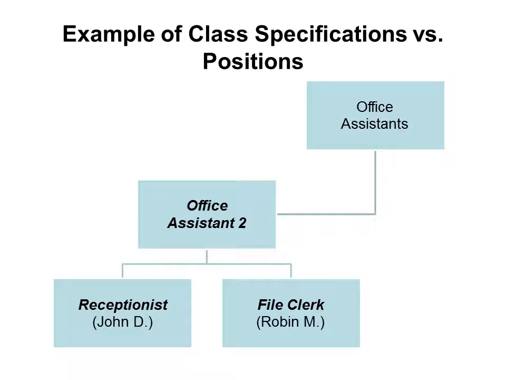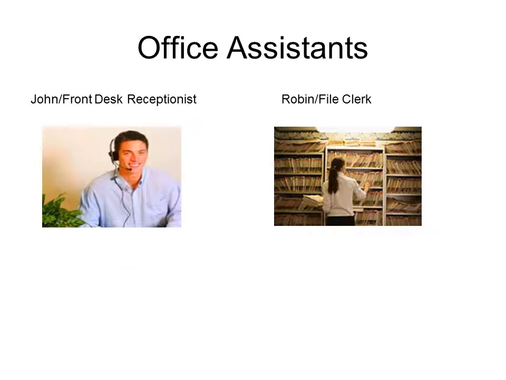Building off the definitions we just learned, here are some examples. Office Assistant 2 is an example of a classification. This classification is represented by multiple positions, such as receptionist or file clerk. For example, John works as the front desk receptionist at the health department, and Robin is a file clerk in the Animal Services division. While John and Robin have uniquely different position descriptions, they're both in the same office assistant classification.